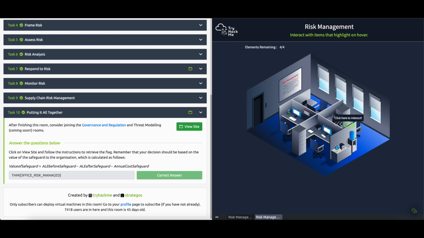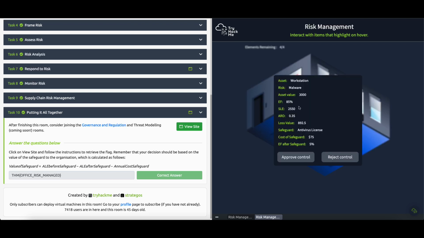Here we have some extra tools. Let's start with this one. Loss value is almost $900. Cost of safeguard is $75. EF after safeguard is 5%, but EF before safeguard is 85%.